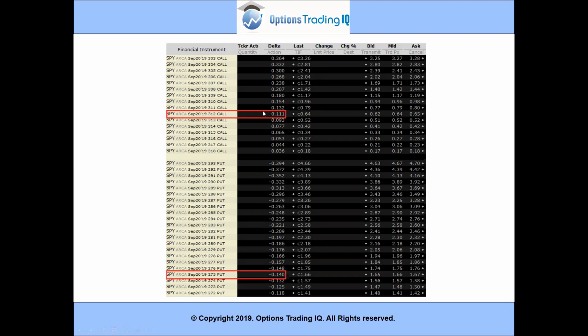So we can again say that with these 11 delta calls, it's got an 11% chance of breaching that level at expiry. If we double it, it's got about a 22% chance of being touched at some point during the trade. Okay. So hopefully you've learned something there about delta and probabilities.